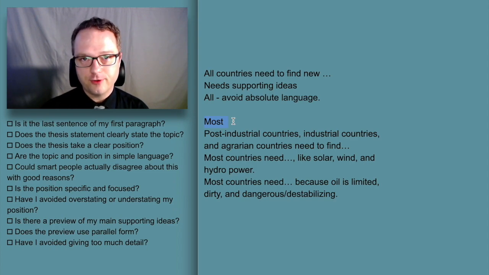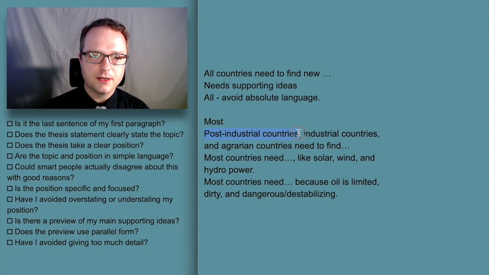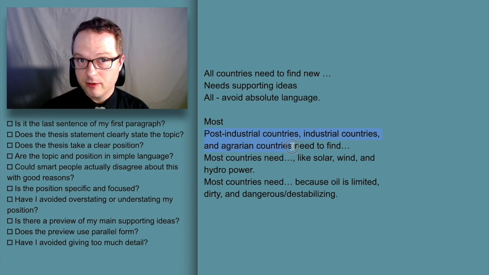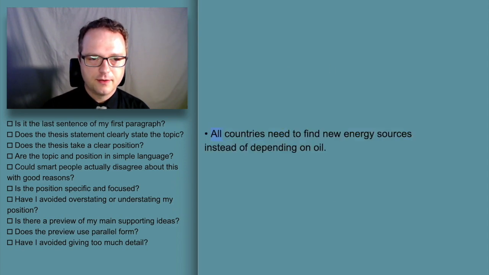So how we focus our preview will decide how our essay goes. We could focus on, instead of saying all countries, we could focus on different types of countries. Post-industrial countries, countries with information economies or service economies, industrial countries, countries with manufacturing economies, and agrarian countries, countries with farming economies, need to find a replacement, or need to find new energy sources instead of depending on oil. So that's one way we could do it.